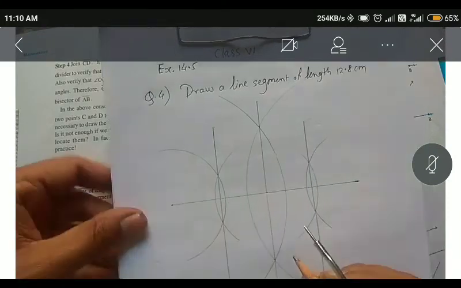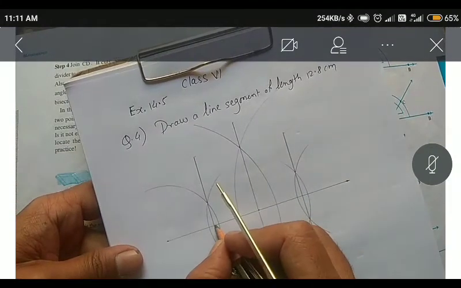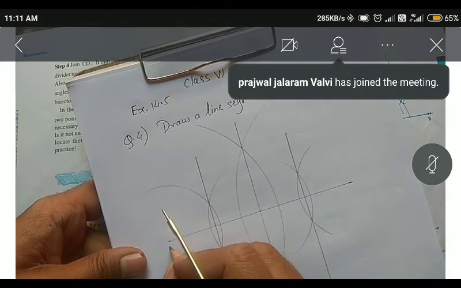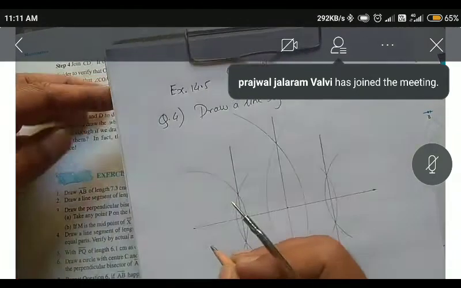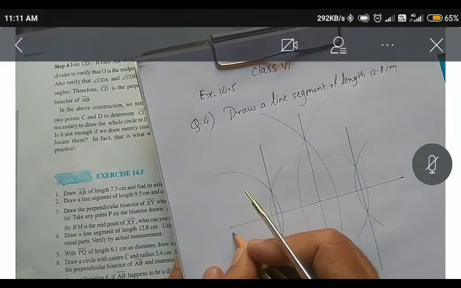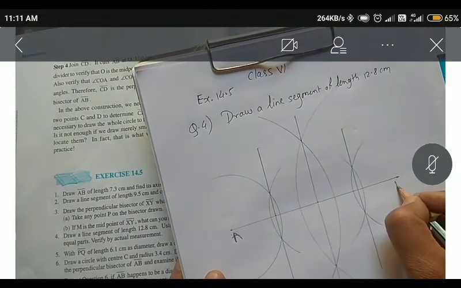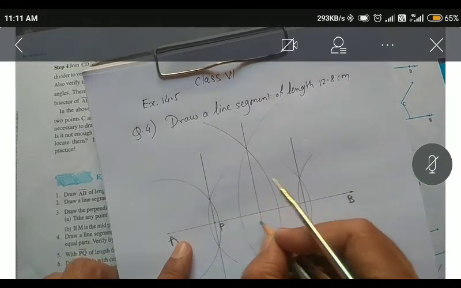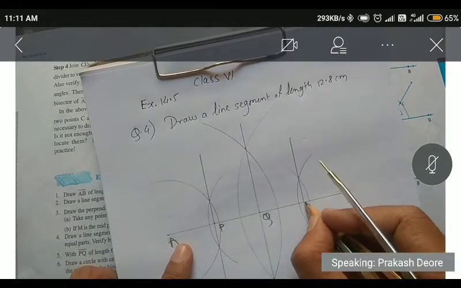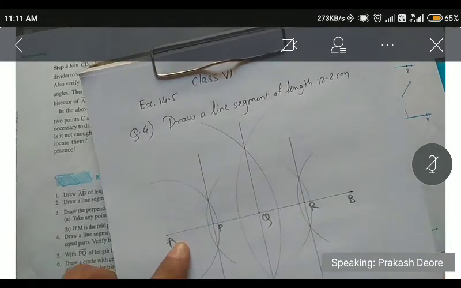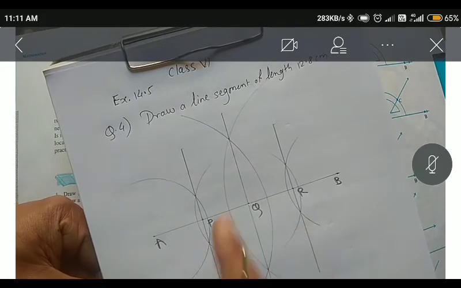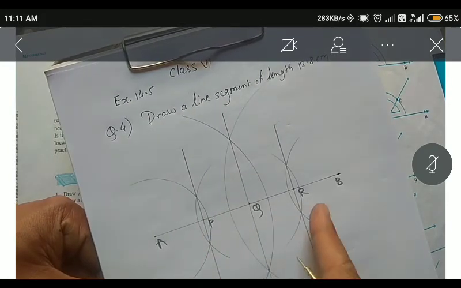See, suppose this is the intersection point. We will say, suppose this is line segment AB. This is line segment AB. This is point of intersection. Suppose it is P, it is Q, and this is R. So you will get 4 parts. This is 1, 2, 3, and 4 parts.